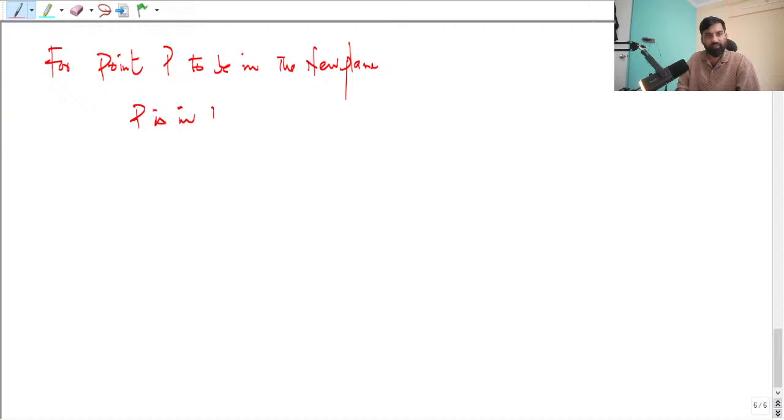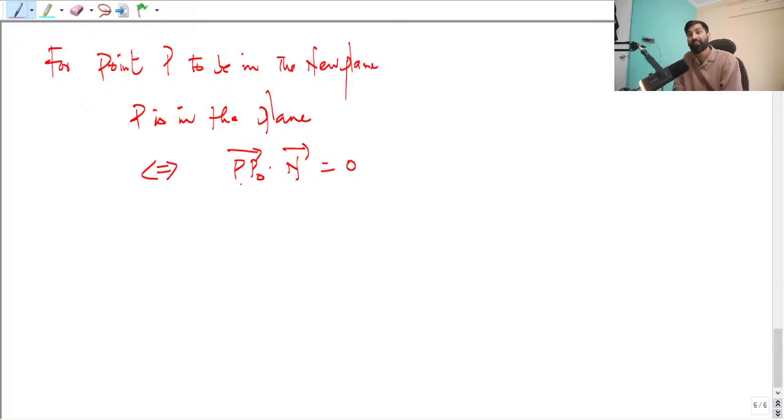P is in the plane means PP naught dot normal vector is going to be 0, right? But now this is not an OP kind of thing. It is different. So we can write this as x minus 1.